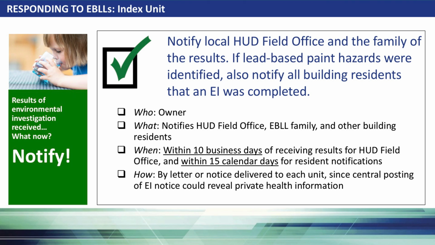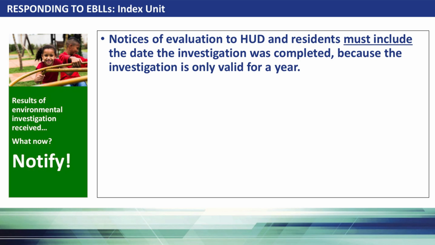When notifying other building residents, keep in mind that the lead-safe housing rule prohibits posting the notice to a centrally located common area. This is to protect the privacy of the child and the child's family. Instead, the owner must deliver individual letters or notices to each occupied unit. Because EIs are only considered valid for 1 year, the notices sent to HUD, the family, and other building residents must include the date the investigation was completed.